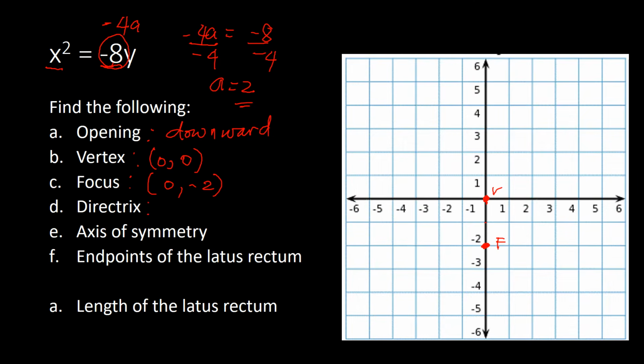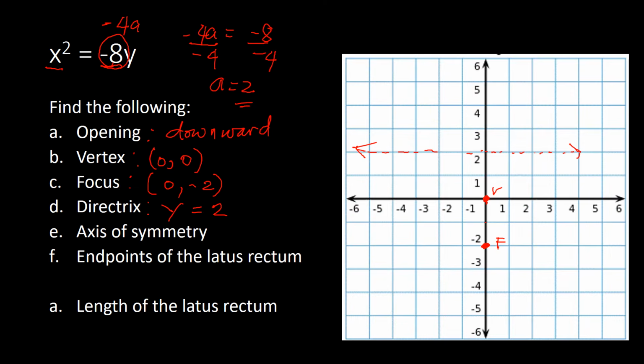Next one, we go for the directrix. The distance from the focus to the vertex is the same distance from the vertex to our directrix. So if we count 2 units down for the focus, we count 2 units up for the directrix: 1, 2. From here, we are going to draw a line because the directrix is a line. Now we formulate our equation. It cuts through our y-axis, so that should be y equal to 2.